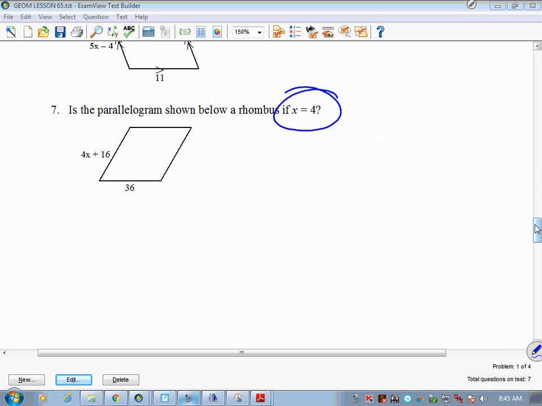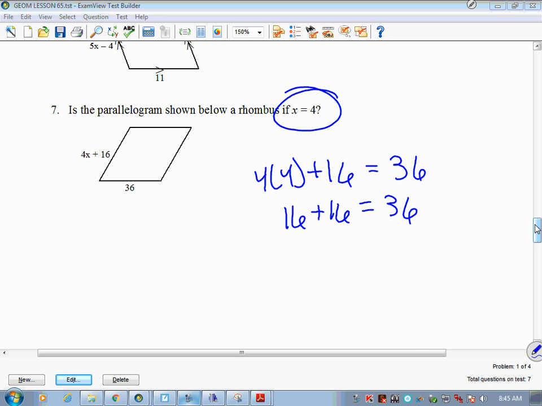This is me jumping ahead just like sometimes we all do. If x equals 4, so we're actually going to do 4 times 4 plus 16. Does that equal 36? Well, 4 times 4 is 16, plus 16. 16 plus 16 is 32. That does not equal 36. Therefore, we're going to say, no, this is not a rhombus.